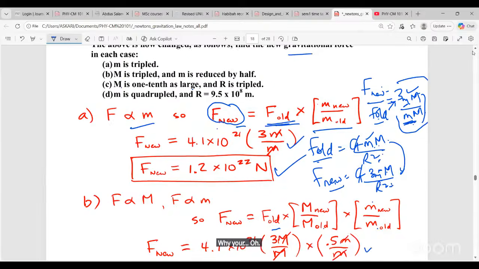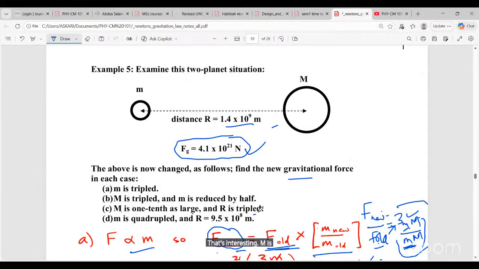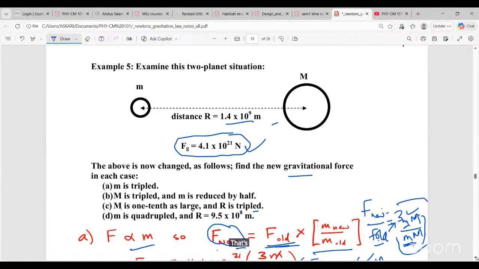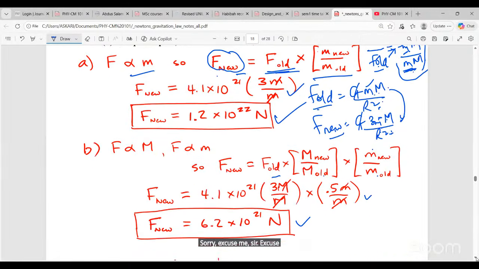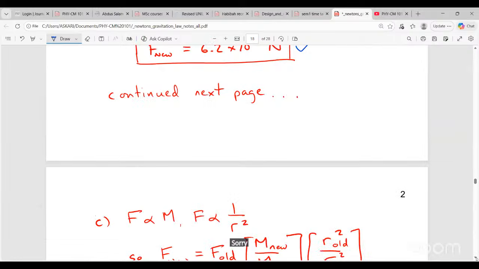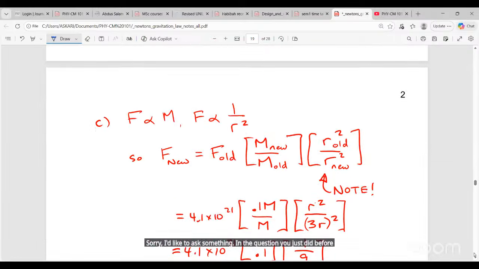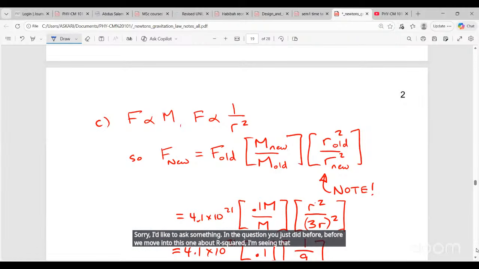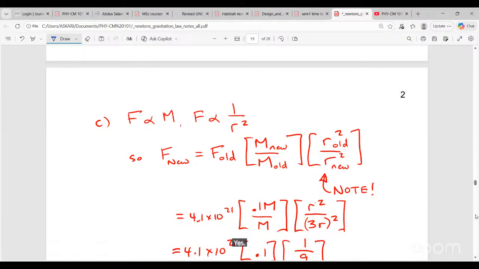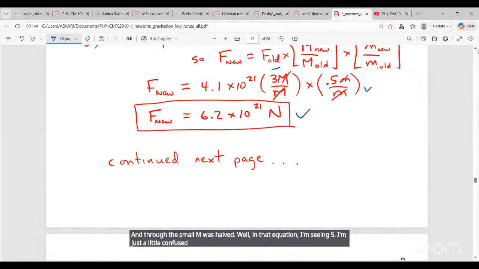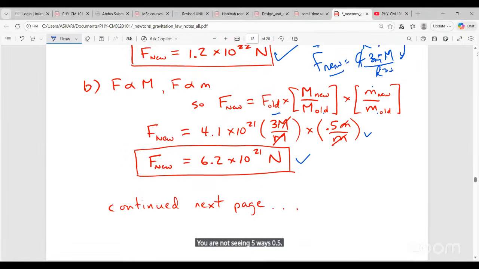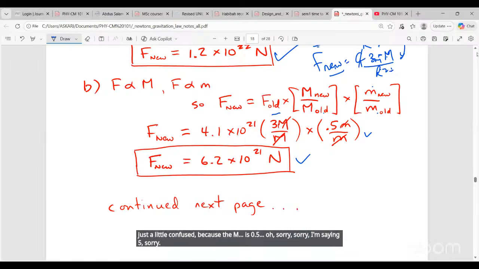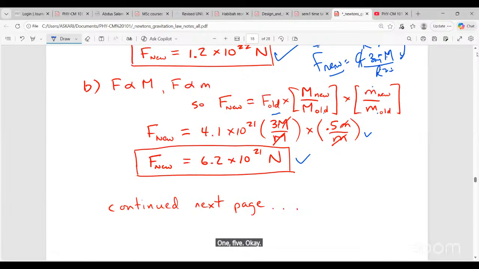Let's see the question. M is 1/10 and R is tripled, that's the distance. That's where you now find R surfacing. Sorry, I'd like to ask something. In the previous question, the second question said that the small m was halved, but in that equation I'm seeing 5. You are not seeing 5, it's the 0.5. m is 0.5. Sorry. Thank you, Michael. My mistake. No problem.